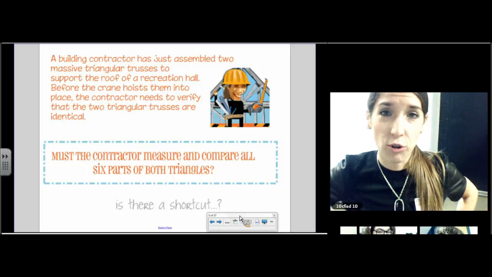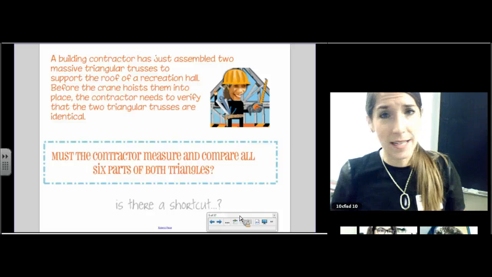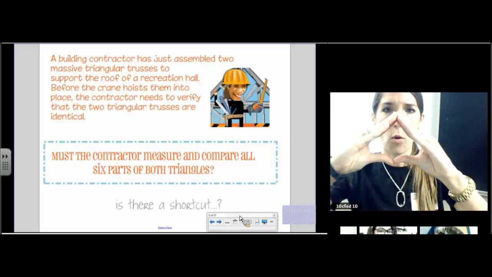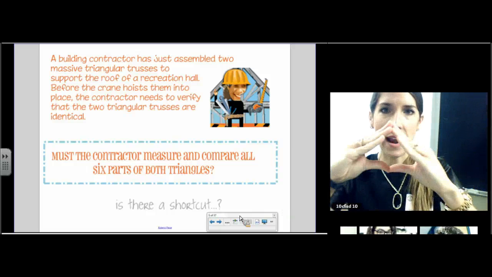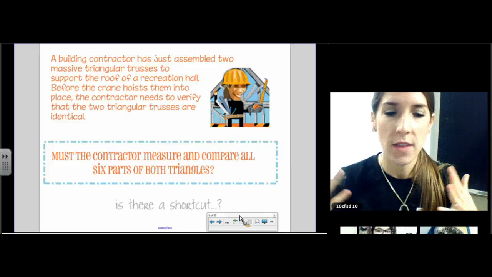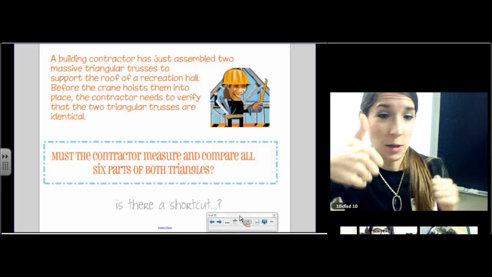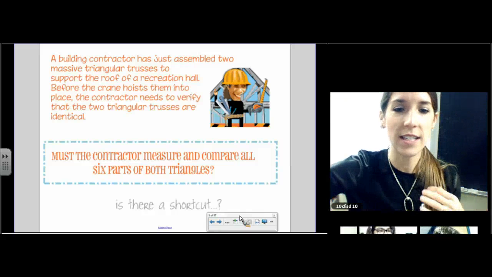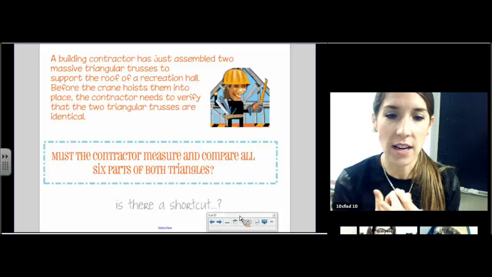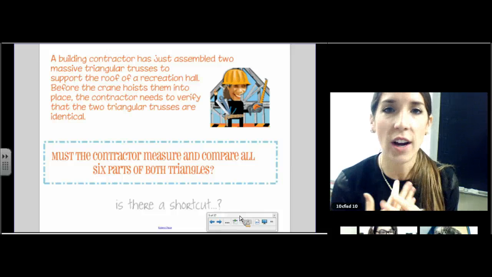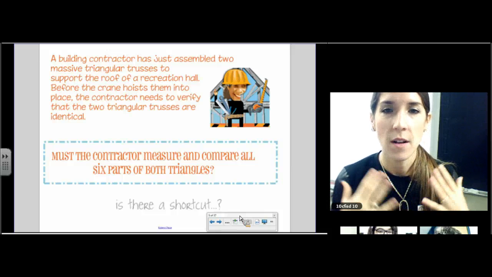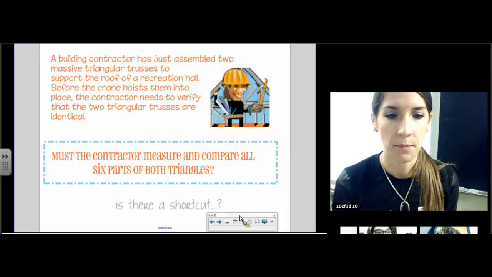So a triangular truss, a truss is just what it says it is. It's the support of the roof. So it's just triangular steel beams that support the roof. Before the crane, before they say, yes, you can go ahead and put those trusses into place, the contractor needs to verify that the two trusses are identical. They need to be congruent. They need to be perfectly the same.